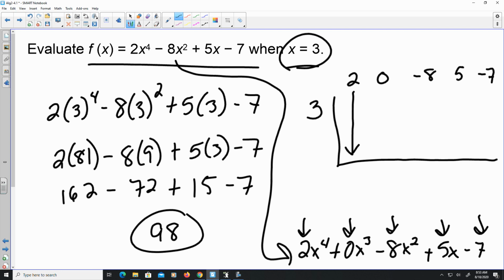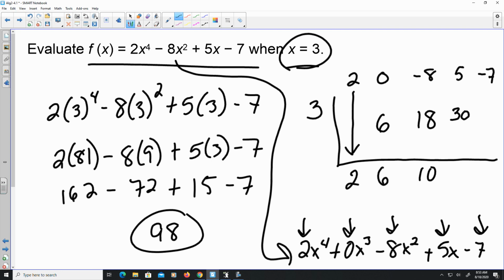So what you're going to do is drop down the 2, you're going to write in a 2. Then you're going to multiply 2 times 3, which gets you 6. Add 0 and 6 together, to get you 6. Multiply now 6 times 3, which is 18. Add negative 8 and 18, which gets you 10. Multiply 10 times 3 now, which gets you 30.